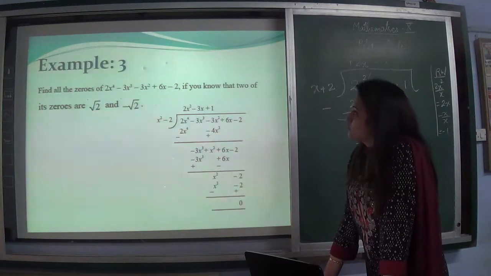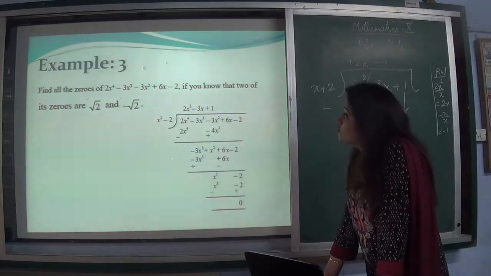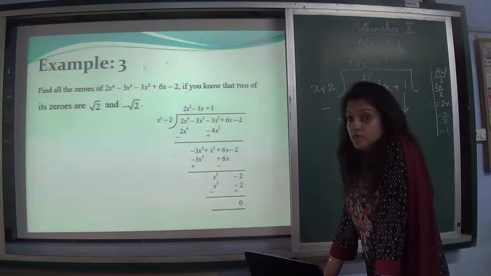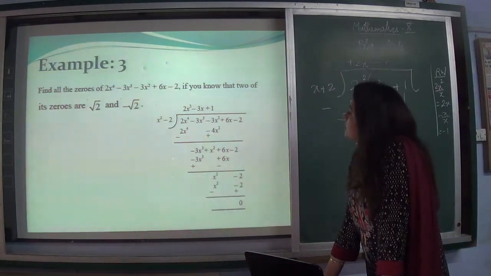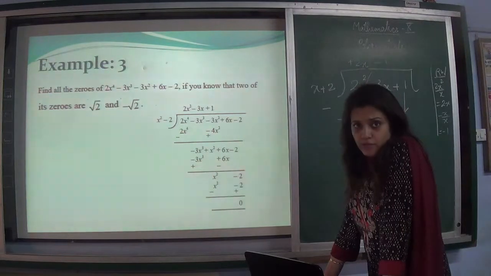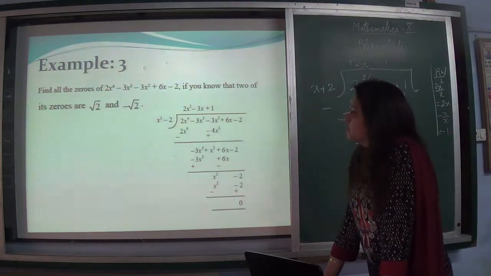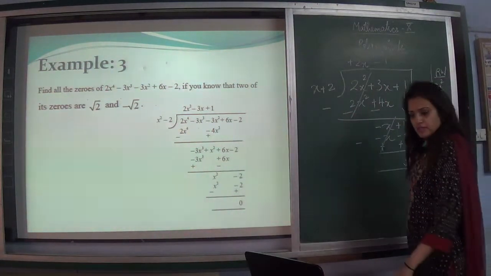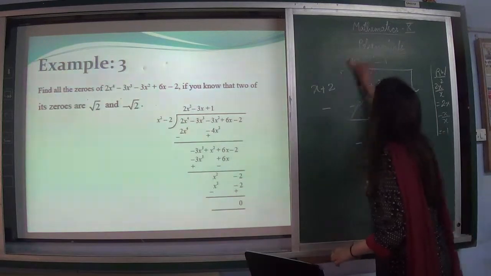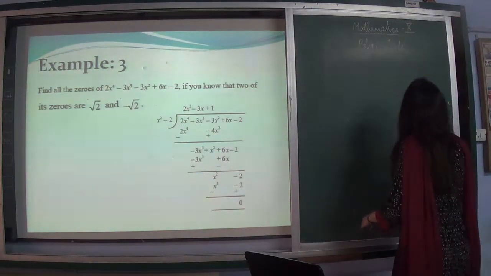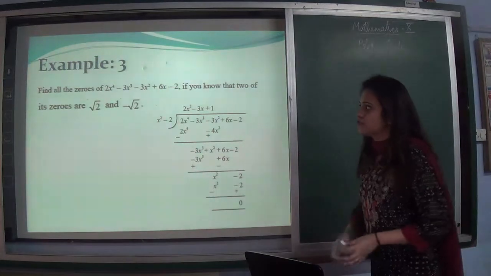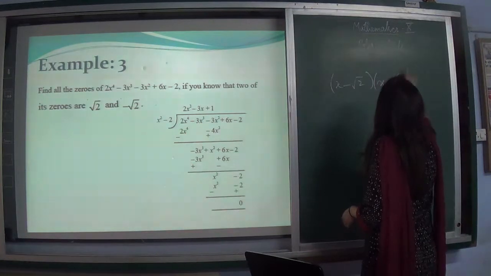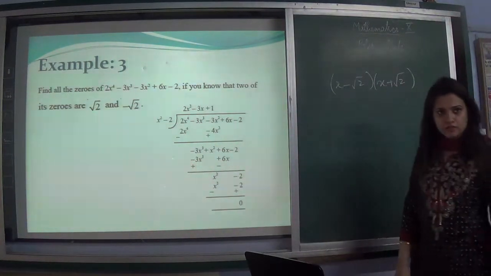An important example. Find all the zeros of the given polynomial if you know that 2 of its zeros are root 2 and minus root 2. Now, what do we do here? It's a biquadratic or a quartic polynomial. Remember, we did this in the beginning. It's a degree 4. We already have 2 of its zeros. Let's multiply the 2 zeros. Write the zeros as factors, that is, these two become factors of the given polynomial.